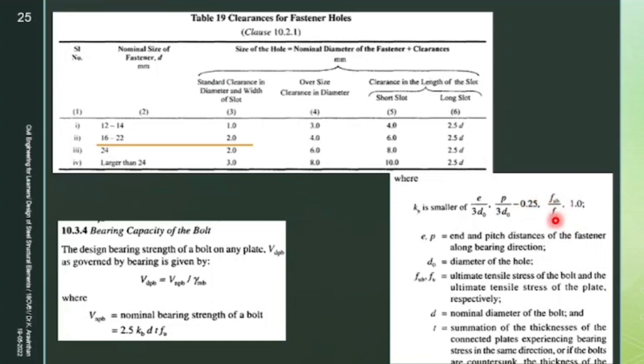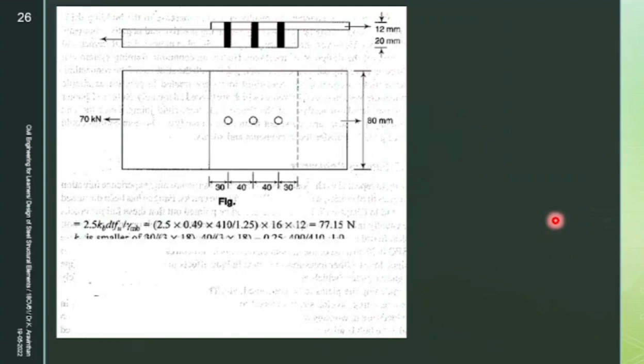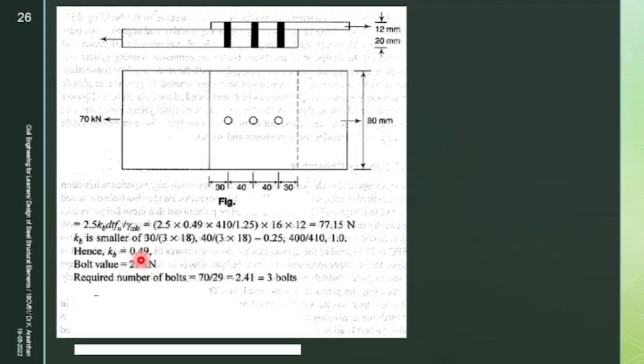That is 400 divided by 410. What is your answer? 0.97. So you have to take KB as the smallest value. What is your smallest value? 0.49. Now in this formula you can substitute 2.5. What is your KB? 0.49, which is the smallest value.